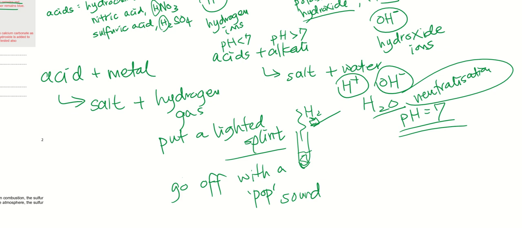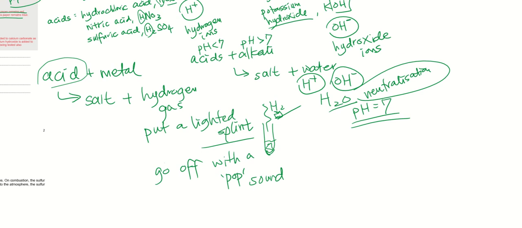Then I know that the liquid that I added was acid. So this is the second reaction for acid. The first one is acid plus alkaline. It forms a salt and water, which is known as neutralization. Second one is acid plus metal. It will form hydrogen gas.